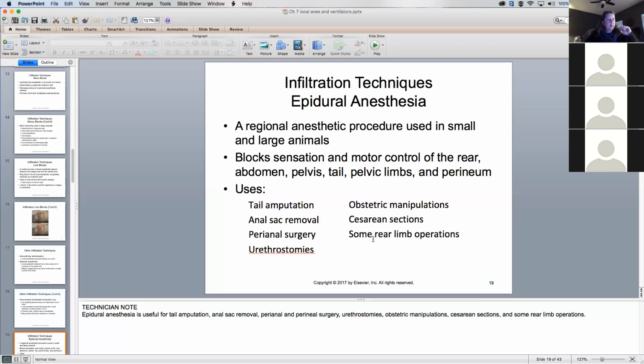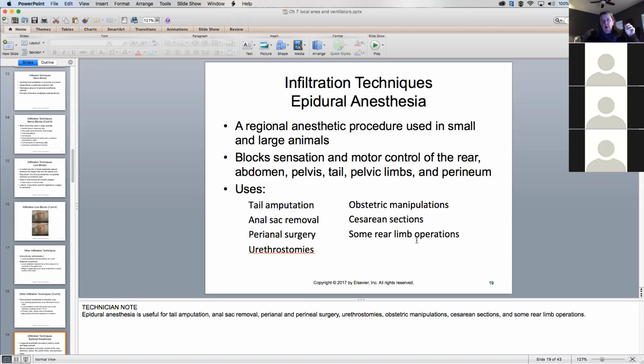But I will tell you, probably the number one reason we did them at Purdue was rear limb surgeries, cruciate repairs, fracture repairs. I've worked with some orthopedic surgeons that sometimes didn't want an epidural because they wanted to see them walk or try to walk the next day. But for a routine stifle surgery, it gives you great pain relief.